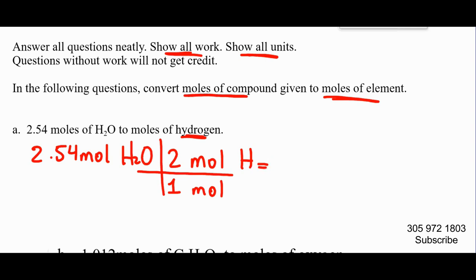So the 2 that I got here just now, I got from the compound given to me, which is H2O. So the 2 here in the compound, I apply it to this 2 right over here. Therefore, 2.54 times 2 divided by 1 gives me 5.08 moles, in this case, of H. The question only asks me to find the moles of H, so I need to do nothing else. I showed my work, I wrote all the units, and that is it for that question. Let's go to the next one.